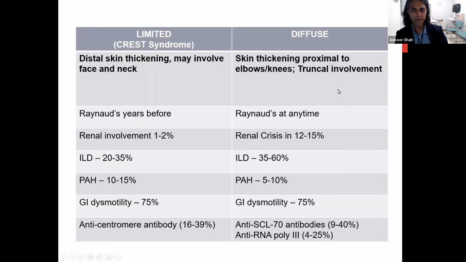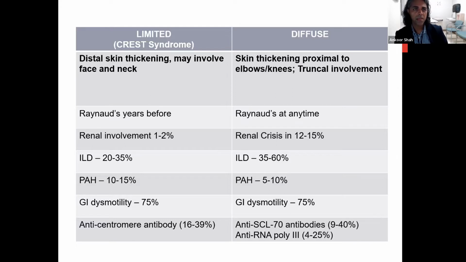Well, there's a couple different frameworks that I like to use. I split the disease, as most do, into two basic subtypes, limited and diffuse. Limited used to have the acronym of CREST syndrome, but we typically use the phrase limited systemic sclerosis and diffuse systemic sclerosis. And what's the fundamental difference between the two?